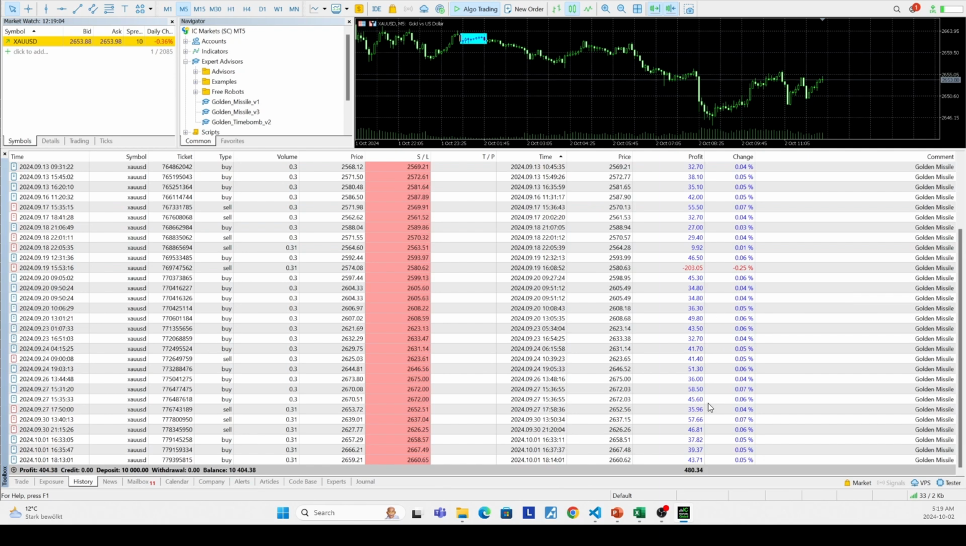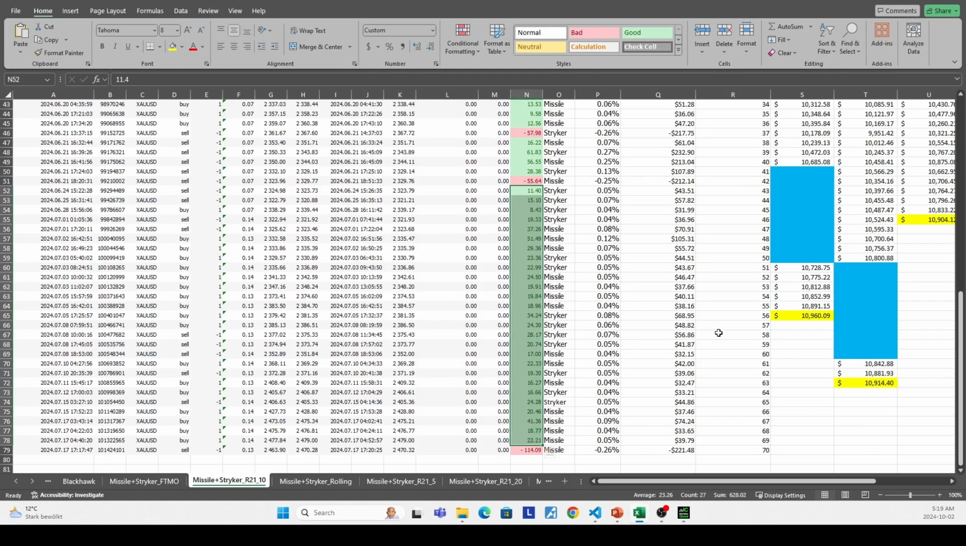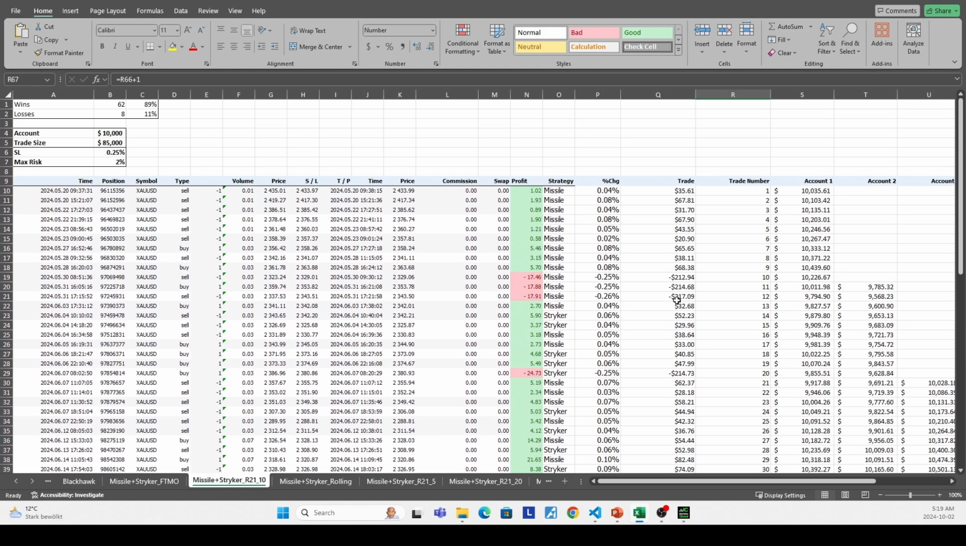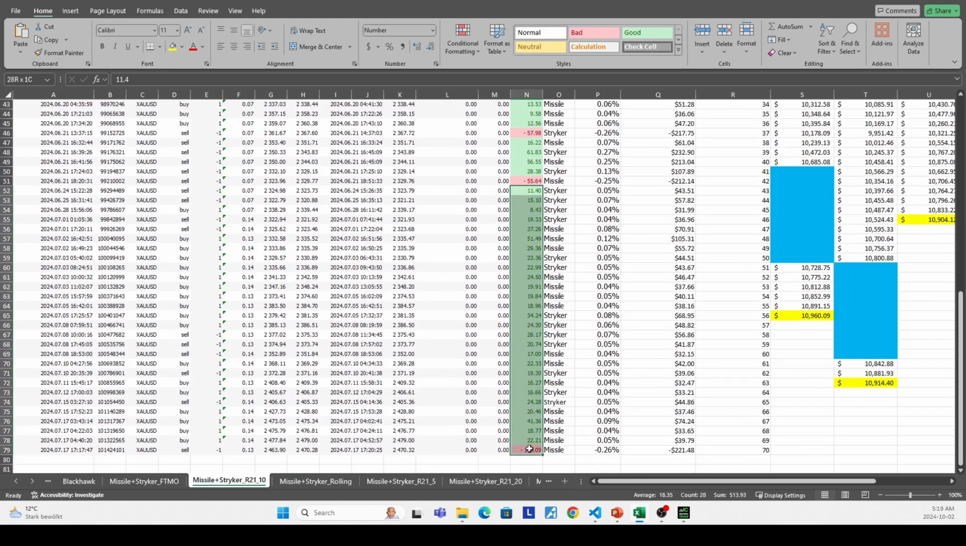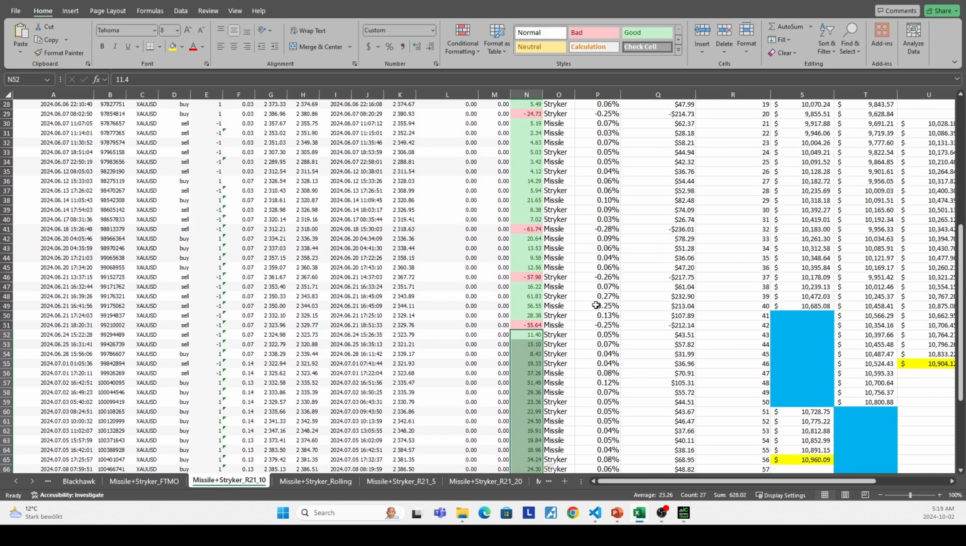But this type of system, going back to the spreadsheet, works perfectly with this approach because you're able to capitalize on these long strings of wins to essentially pass your prop firm challenges.